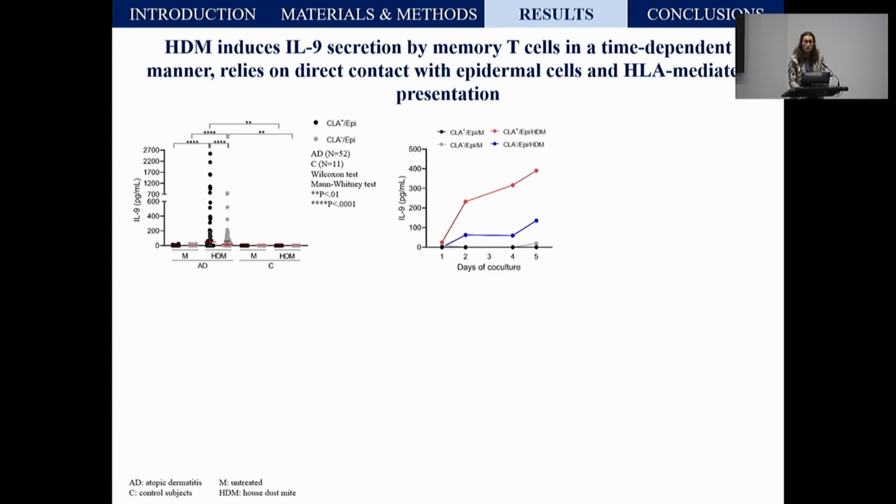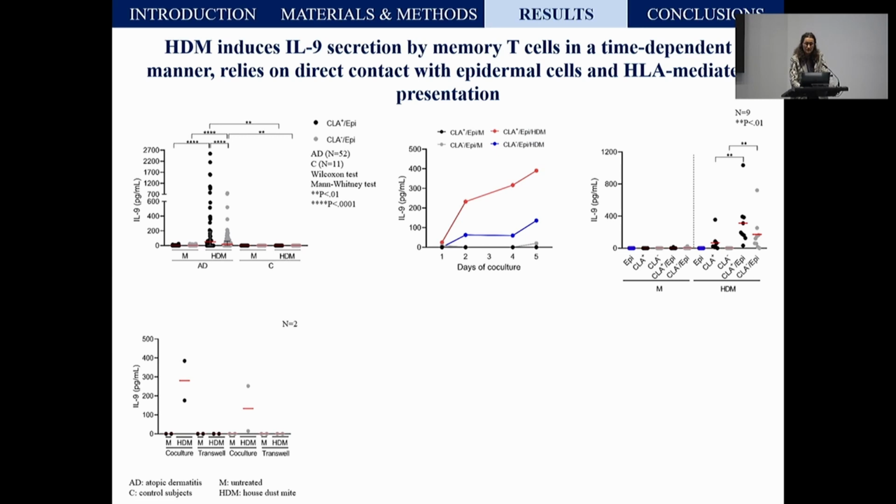Next, we proposed to characterize our model, and we saw that IL-9 was produced in a time-dependent manner, that T cells on their own are able to produce IL-9, but this production is increased in the presence of autologous epidermal cells. A Transwell assay revealed that not only the presence of epidermal cells was necessary, but they also needed to be physically in contact with T cells.